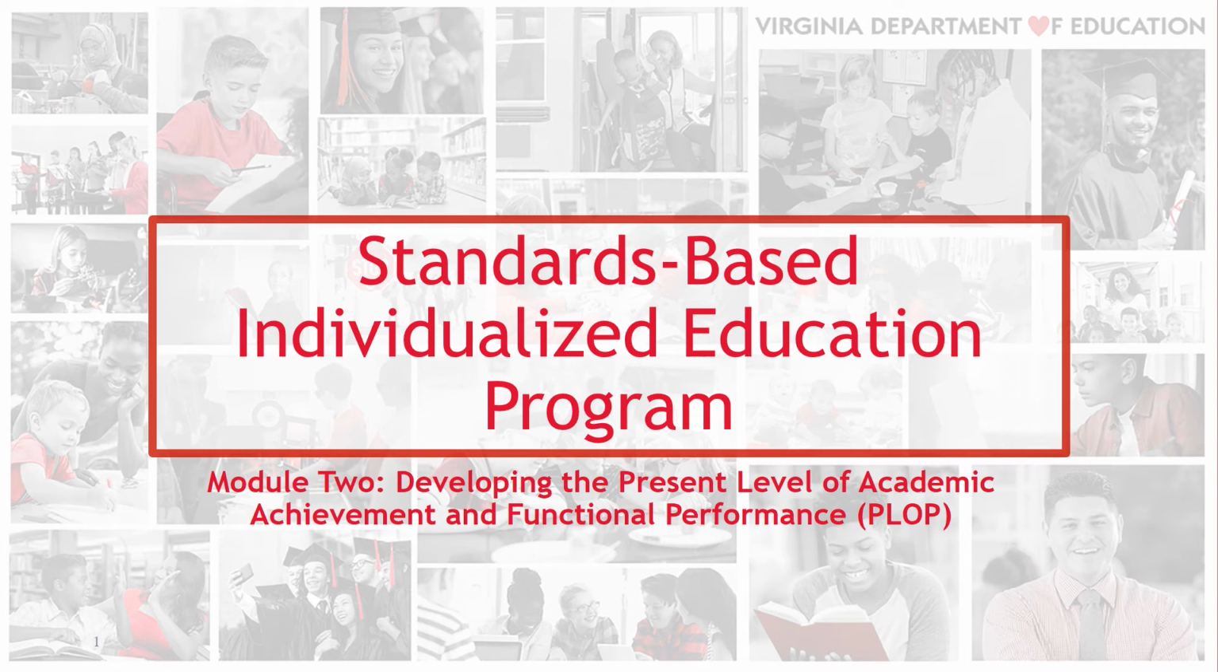Standards-Based Individualized Education Program, Module 2, Developing the Present Level of Academic Achievement and Functional Performance. The present level of academic achievement and functional performance, commonly referred to as the PLOP, provides a summary of baseline information that indicates the student's academic achievement, identifies current functional performance, and provides an explanation of how the disability affects the student's involvement and progress in participating in the general curriculum.